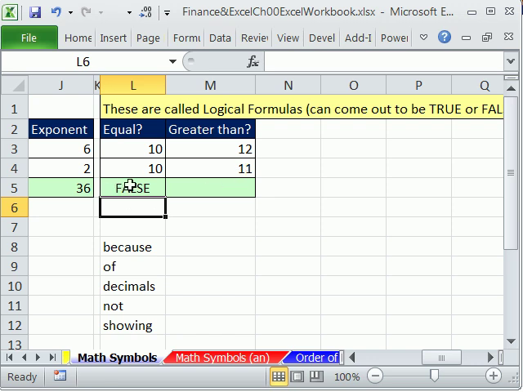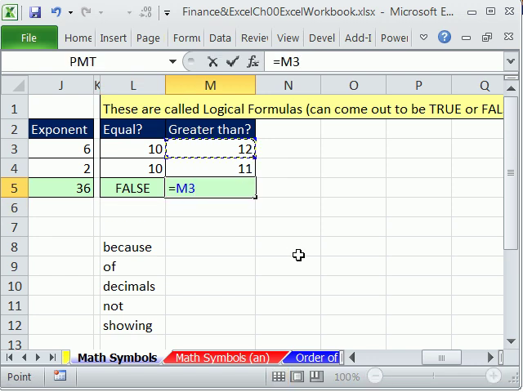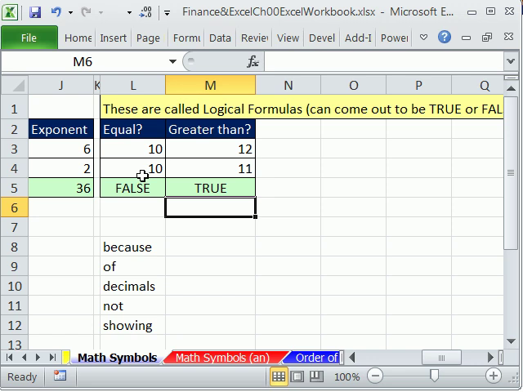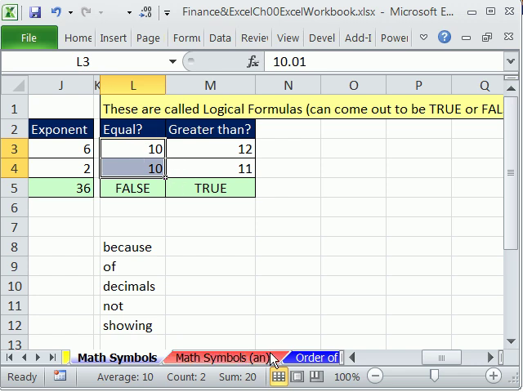Now, before we investigate why those aren't equal, let's do another one. Equals, is the value in M3 greater than the value in M4? Well, it better say true. Yeah. Now, let's go over here. Almost always, and this is actually extremely common in Excel, because number formatting can disguise the number. And we'll talk about this in a video coming up. But right now, let's just investigate this.